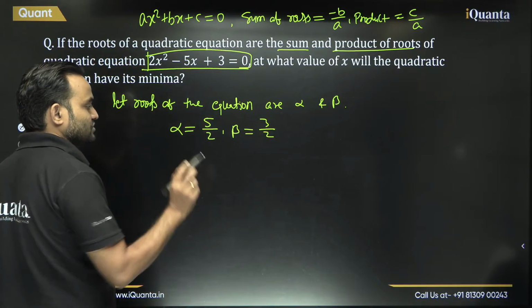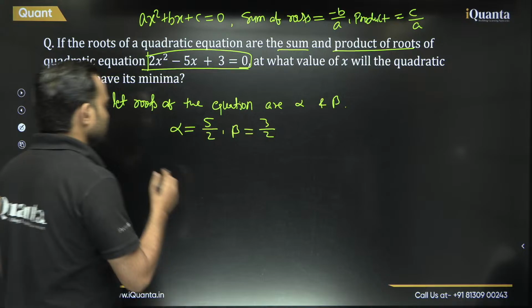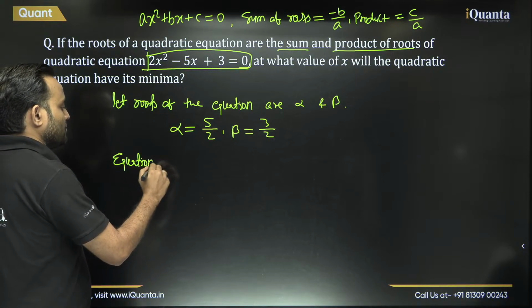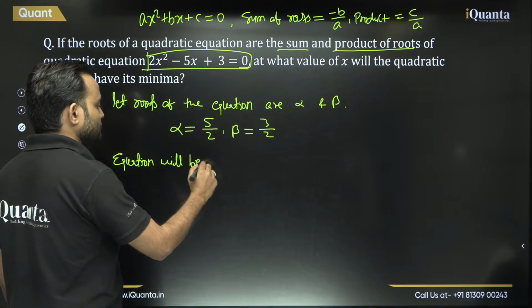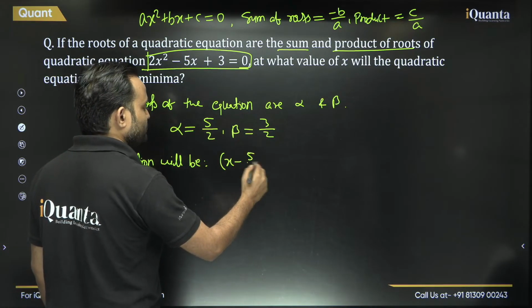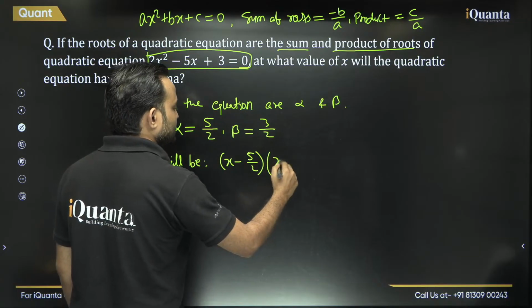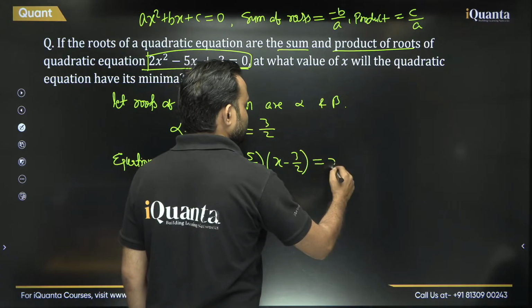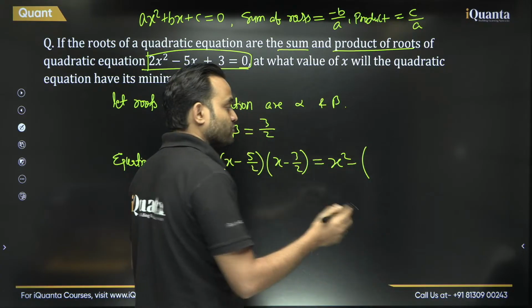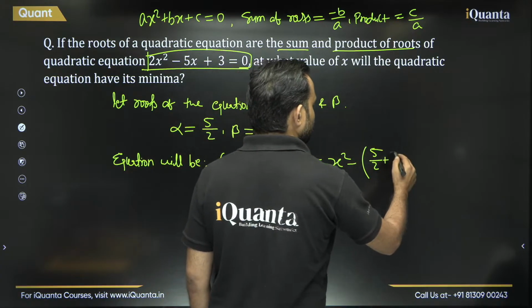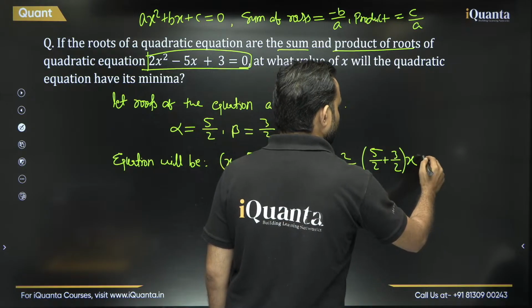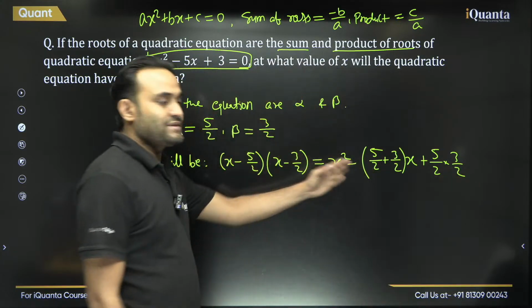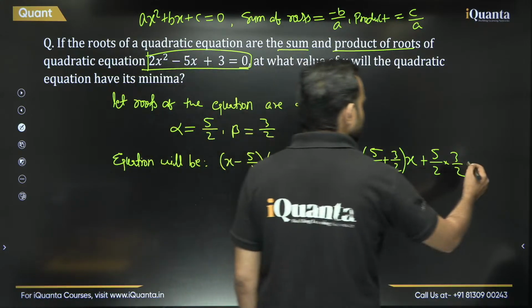You can follow two different things. Either you can write the equation as x minus 5 by 2 into x minus 3 by 2, or you can also write the equation as x square minus sum of roots, which is 5 by 2 plus 3 by 2, plus product of roots, 5 by 2 into 3 by 2. Both of these are the same thing. You can follow any of these. This is equal to 0.